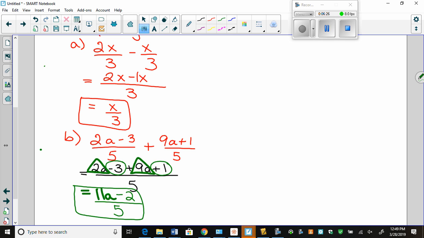So these have not been too bad. The first one, not bad because it was just a monomial minus a monomial. The second one, not bad because there's an addition sign between two binomials, okay? The third one we're going to do is common denominator, but we're going to do subtraction with binomials. Let's see what we get. So we have C, which is 5y minus 1 over 6 minus 4y plus 7 over 6.